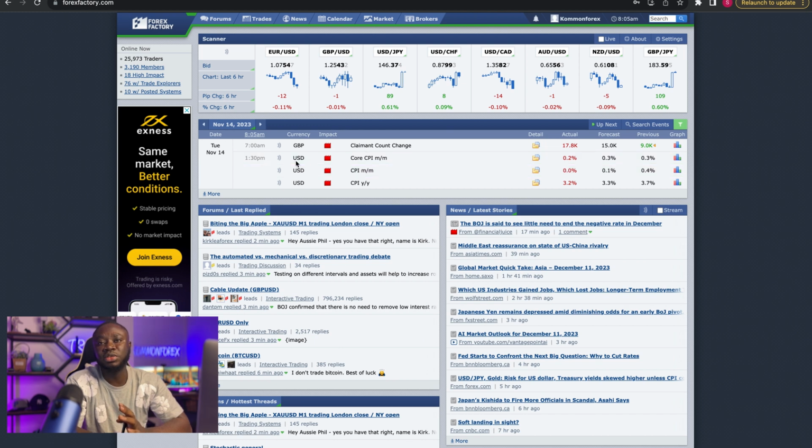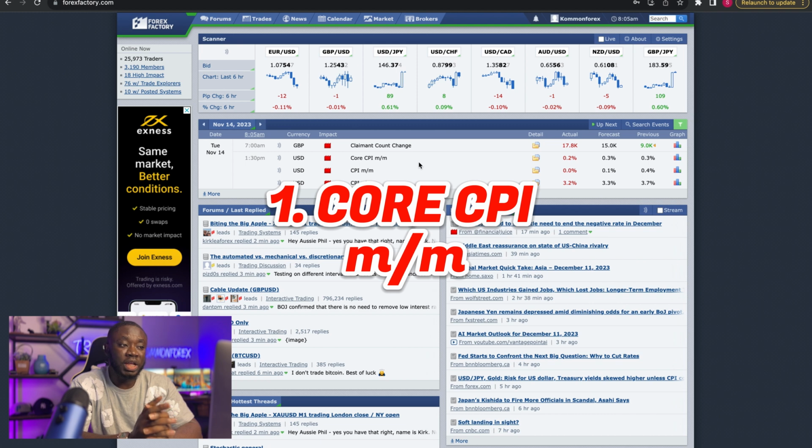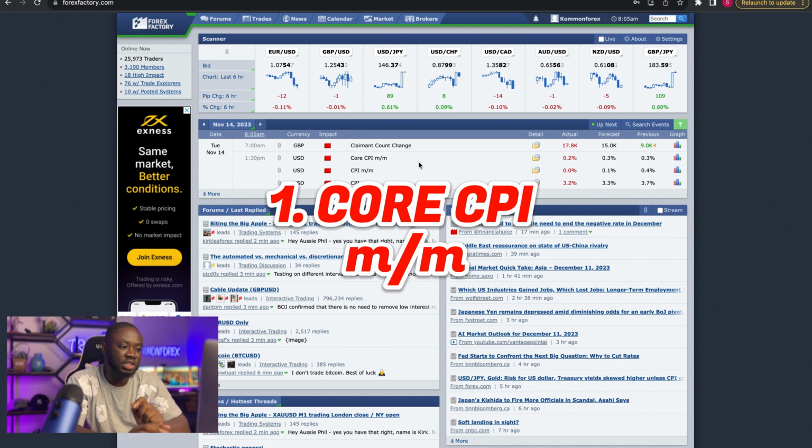Normally, anytime CPI is released, they have three data. We have the core CPI, we have the CPI month on month, and then we have the CPI year on year. Let me start with the very first one. When we talk of core CPI month on month, they are basically looking at the change in prices of everything with the exception of food and energy. They measure price increment of every single thing produced or consumed in an economy with the exception of food and energy. And it's month on month.